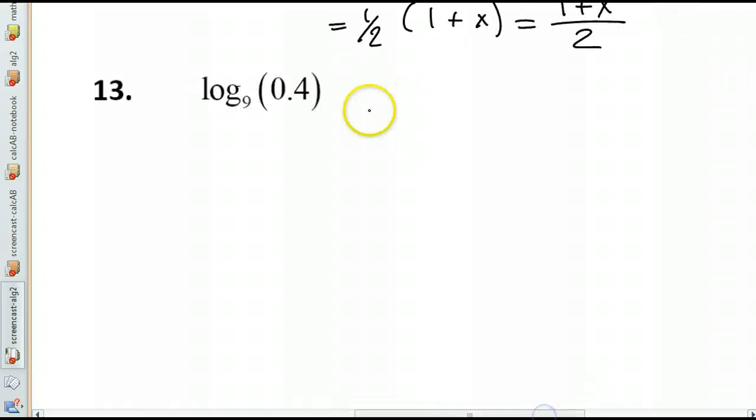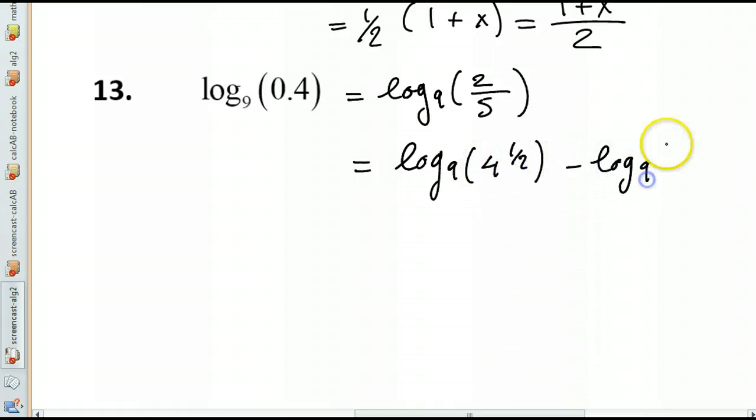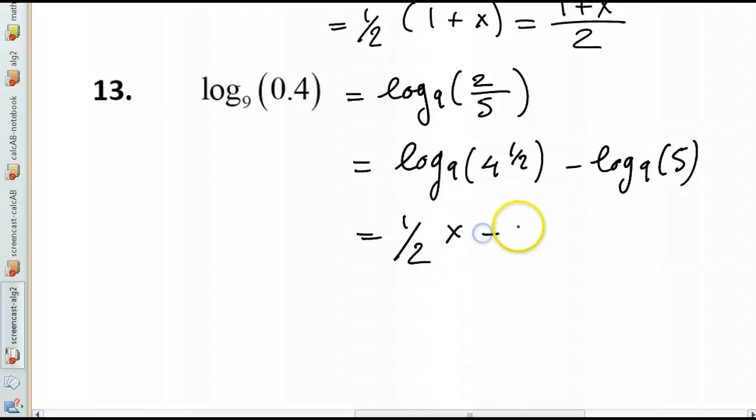Last one. This is the log base 9 of 4/10, so 2/5, right? So it's a log base 9 of 4, square root of 4, I mean. So it's 4 to the 1/2 minus log base 9 of 5. And so it is 1/2 of x minus y. And I have to stop the first video right here.